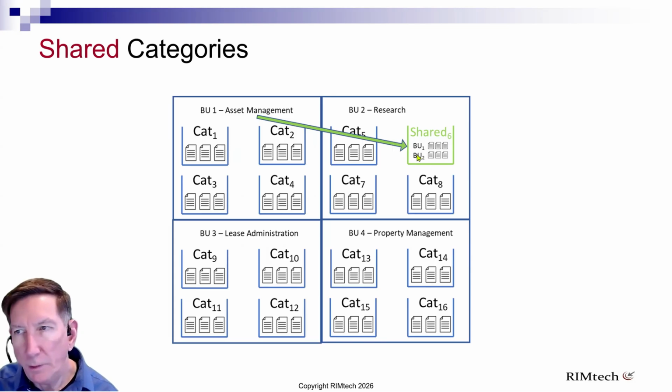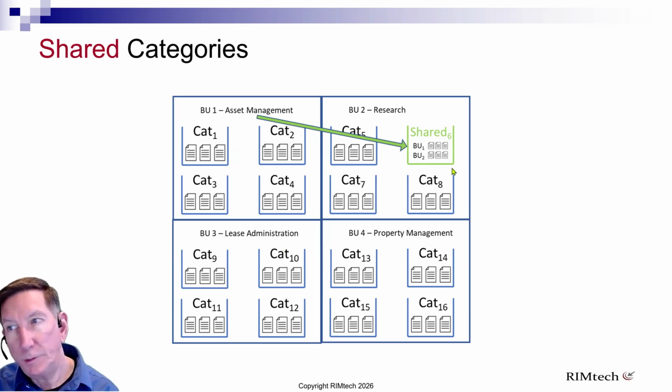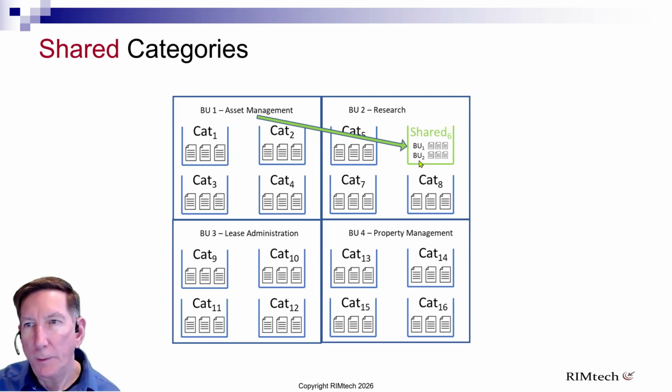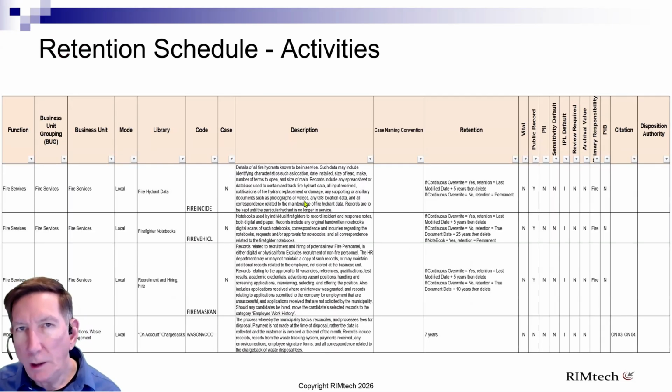Very high level of trust. So now 2 business units are putting records in the same library and sharing it with each other. Okay? And the owner of that library, BU2, will have elevated permissions in SharePoint so they can invite other business units in and boot out business units that maybe misbehave. Who knows? So now let's look at an actual retention schedule.